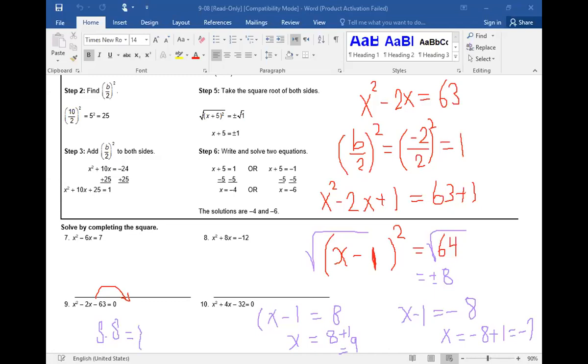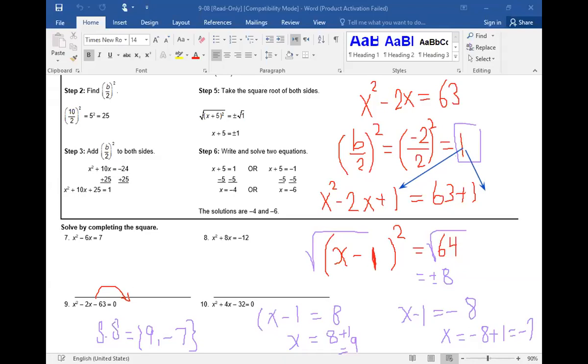Miss, I have a question. In the third step, did we transfer 1 to the other side? Which one? x to the power of 2 minus 2x plus 1 equals 63 plus 1. Yes, because you already found b over 2 all to the power of 2. Did you see this one? And we said this one, I'm going to distribute it one time with the left side and the other time with the right side. Okay, so I have to put one here on this side and put one on the right side.